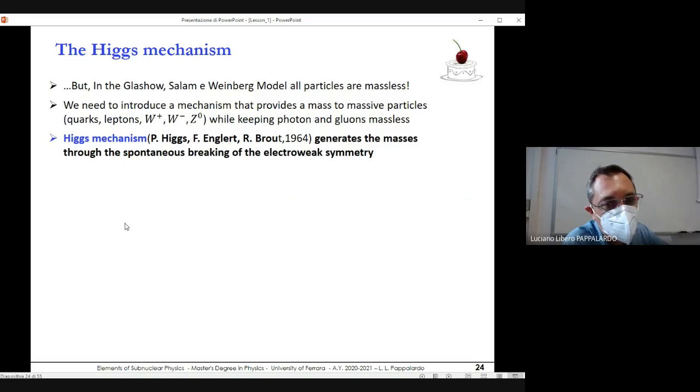This mechanism was provided in 1964 by different people, okay? Peter Higgs, Englert, Brout, and also some other guys. And this mechanism has the power of generating the mass of the massive particles through something that we call the spontaneous breaking of the electroweak symmetry. And this we will study, of course, at the end of our course. So the Higgs mechanism is, in a sense, the cherry on the cake, because this completes the picture of the standard model. So we now have a coherent theory of particles and interactions, and all the particles get the known masses through the interaction with this Higgs field.